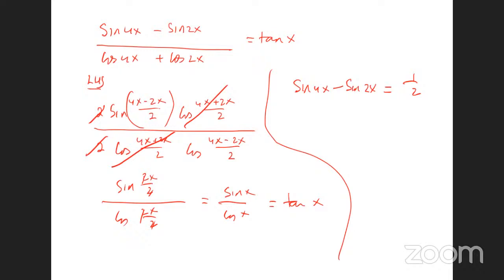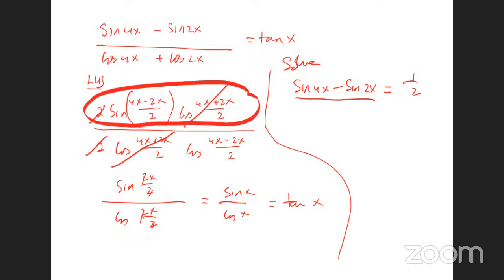So sine 4x minus sine 2x. Suppose I ask you to solve something like that, right? I just give you a simplified version. We need to be able to break this down. One of the things that we could do to solve something like this and get the angles is to use the identity that we use here. And we would have gotten 2 sine x cos 3x equal to a half.